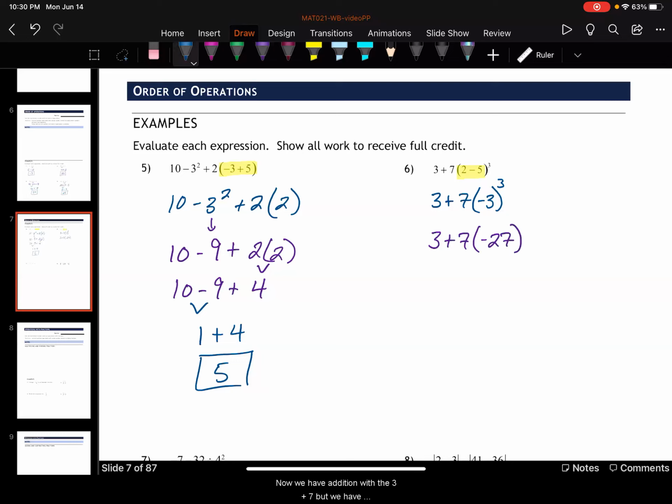Now we have addition with the 3 plus 7, but we have multiplication with the 7 times negative 27. Order of operations says we do multiplication first. So we will end up with 3 plus a negative 7 times negative 27, which is a negative 189. We could simplify that. Plus a minus really just means 3 minus 189. So 3 minus 189 would be negative 186.